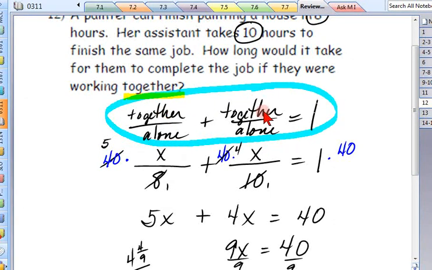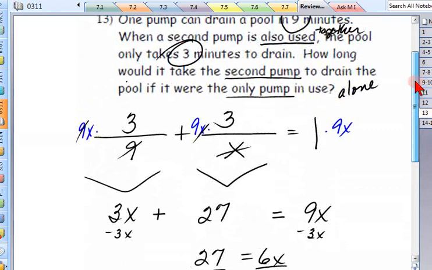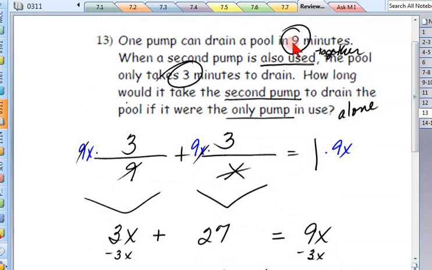Your time together, which is always going to be the same, always sits on top. Your individual alone time always sits on bottom. So in problem 13, it said 1 pump can drain it in 9 minutes. That is implied to be alone, so there's a 9 on the bottom. When a second pump is also used, that implies together. It only takes 3 minutes, so both the tops are 3s.